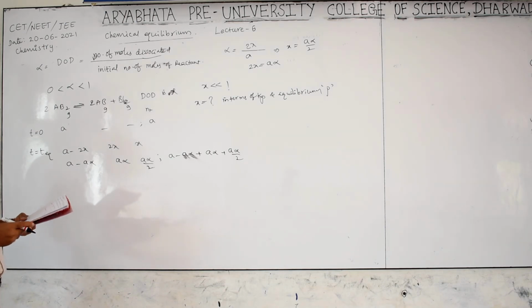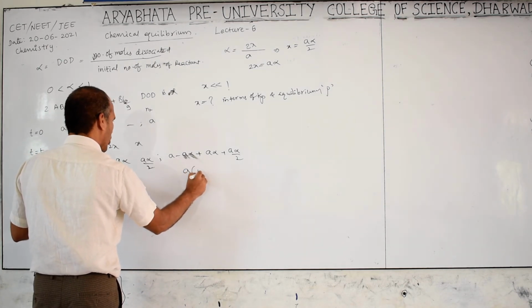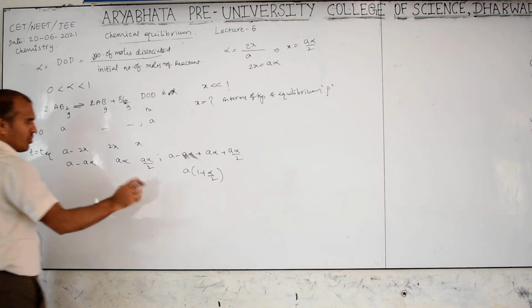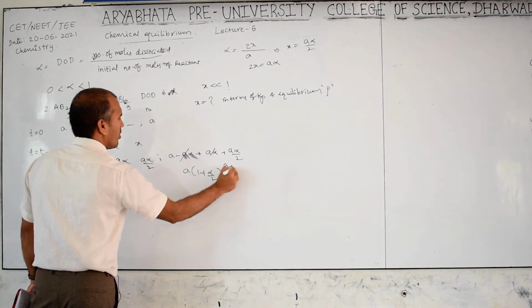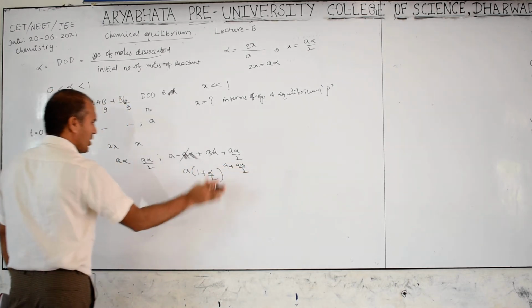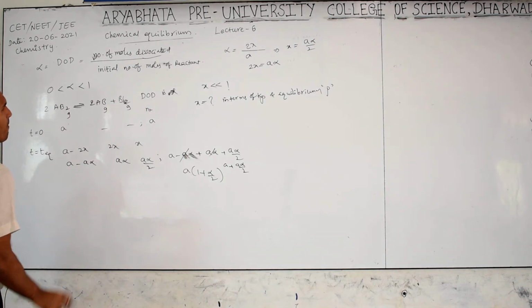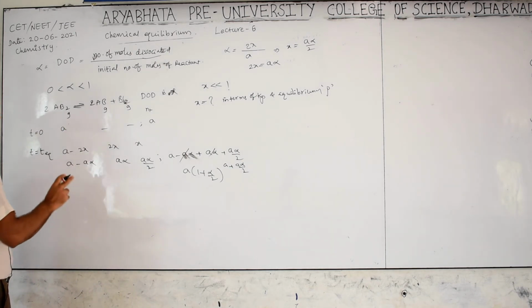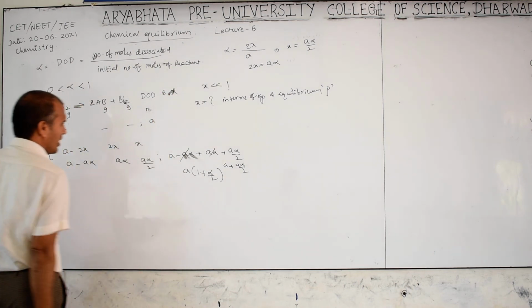I will write the total with A taken common: 1 plus alpha by 2. If you cancel, A plus A alpha by 2, A taken common, therefore 1 plus alpha by 2. Okay, then what do you have to calculate now? Alpha is nothing but x, because they mentioned in the question that degree of dissociation is x, and x is less than 1.